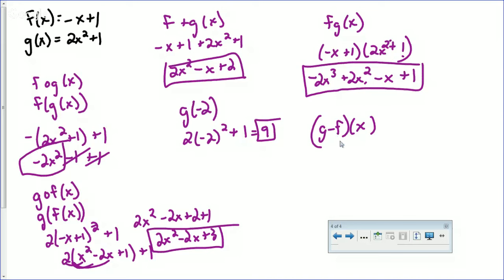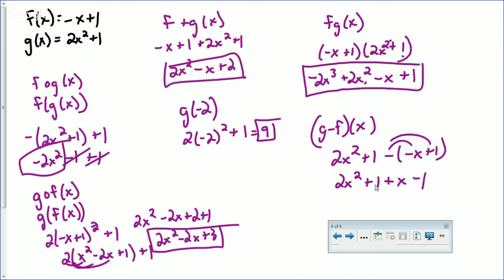So g minus f, so we'll subtract, g coming first, minus negative x plus 1. So make sure you put this in parentheses because your negative goes to everything inside there. That's plus x minus 1. Your 1's cancel out, and you have 2x squared plus x. Okay, so that's 13.